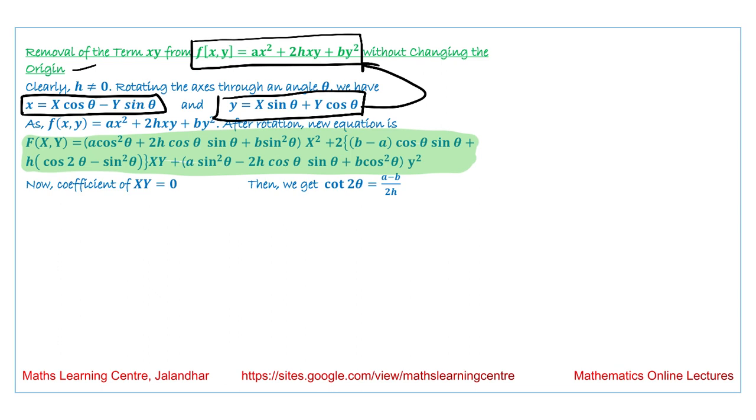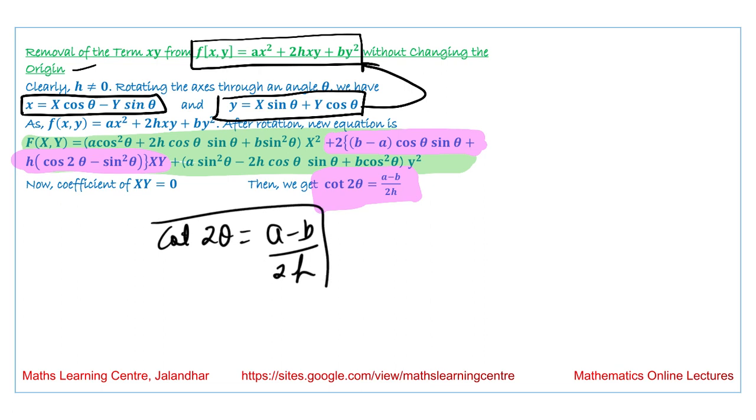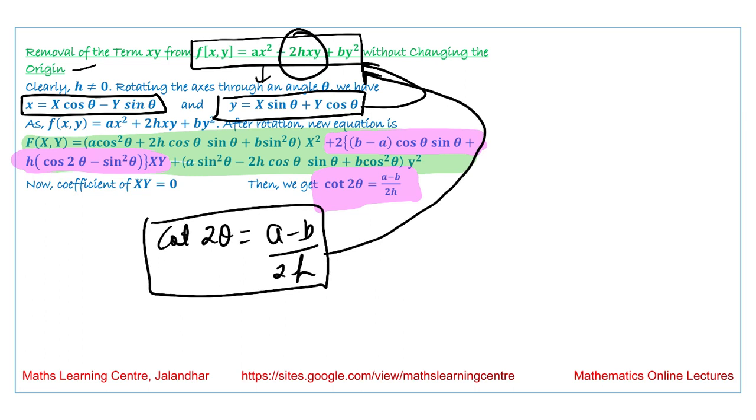We want to remove the term containing x into y. We are talking about this term, we are setting the coefficient of this term to 0. If we set the coefficient of this term to 0, we obtain the value cot 2 theta. On solving this, you will get cot 2 theta should be equal to (a minus b) by 2h. So, from this equation, we can calculate the value of theta by which the axes must be rotated, so that the given equation transforms to the form which is free from the term containing x into y.